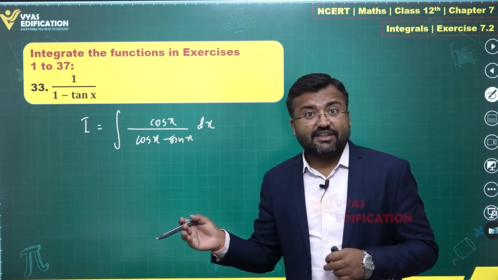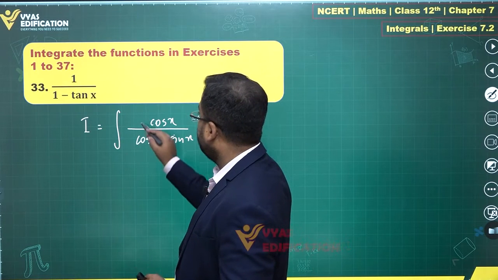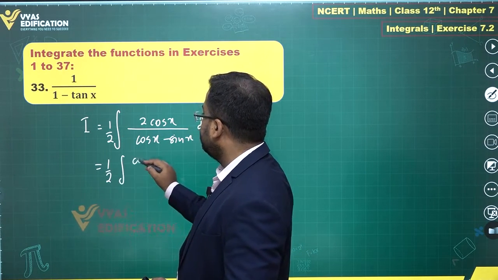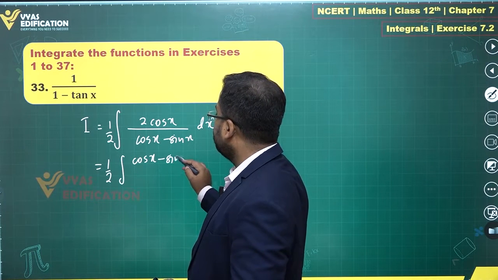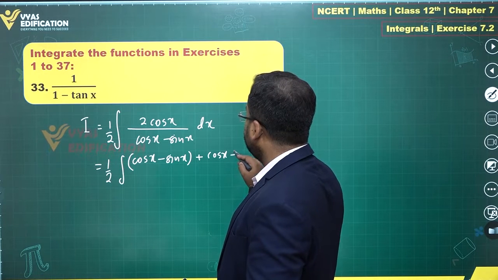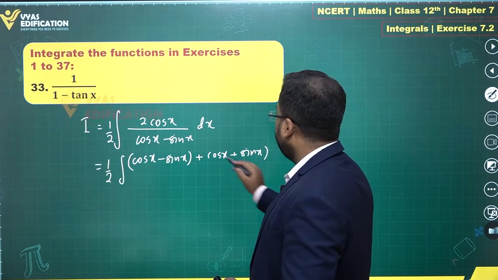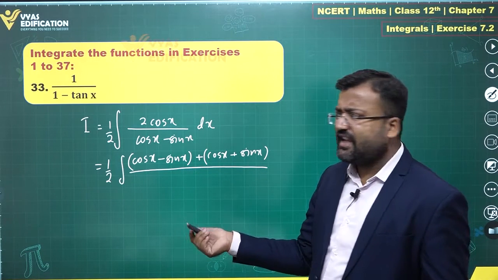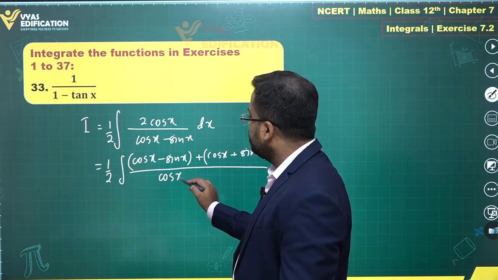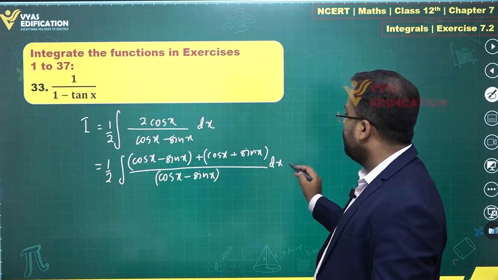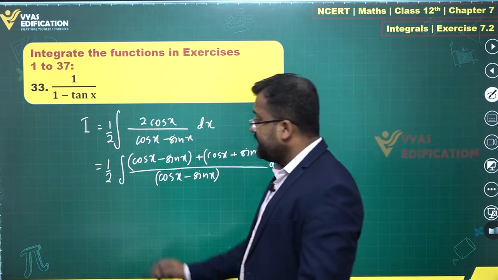The first thing that we'll do is we'll try to create cos x minus sin x and cos x plus sin x in the numerator, right? So let's do that. Multiply with the 2, divide by the 2. Half times integral of this becomes cos x minus sin x first, and the next term will be cos x plus sin x. If you observe carefully, this cos x plus cos x, minus sin x plus sin x gets cancelled, right? So cos x minus sin x is what I'll get. This is equal to this. And now I can separate these two terms.